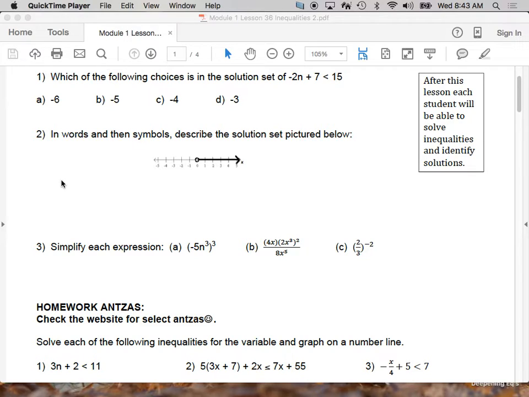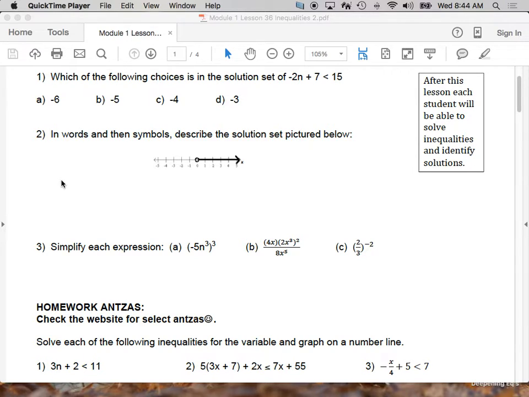Okay, so which of the following choices is in the solution set? And this is a danger question. I already figured it out. All right, what do you think the answer is, Anthony? I think the answer is 3. No, sorry, it's -3, because I multiplied -2 and -3, which got me 6. Then I did 6 plus 7, which got me 13, and 13 is less than 15. That's right. So Anthony substituted in the -3 and he checked it, and he came up with the perfect answer.